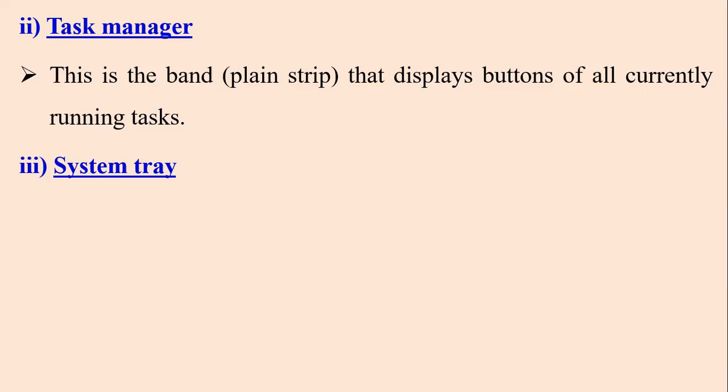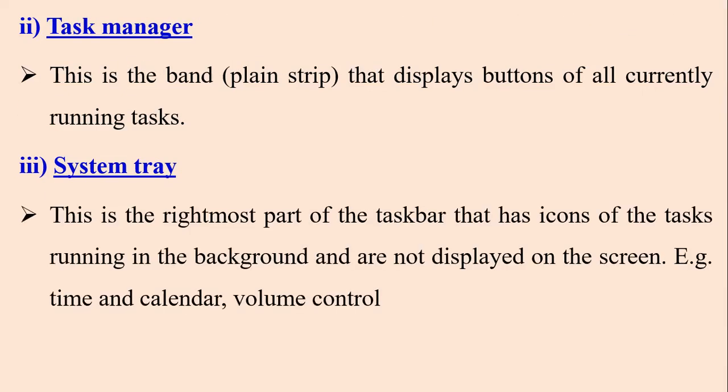The third part of the task bar is called the system tray. This is the rightmost part of the taskbar that has icons of the tasks running in the background and are not displayed on the screen. For example, you normally find the time and the calendar as well as volume control from the system tray.